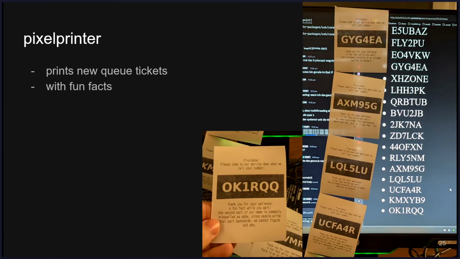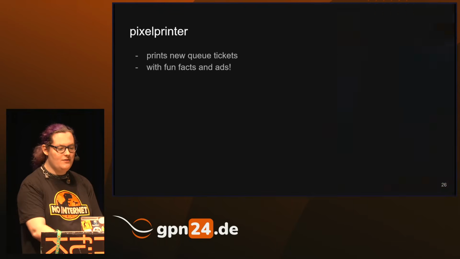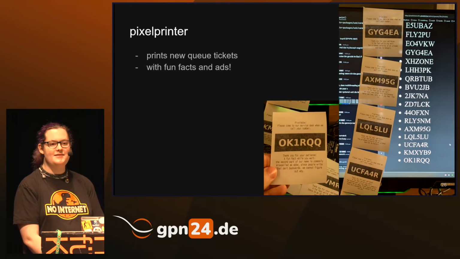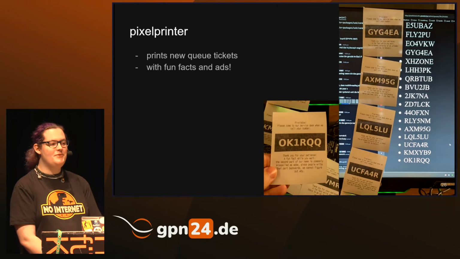And if you have a queuing system, of course, you need to print out tickets. So we basically wrote a whole ticket printing system, which prints queue tickets with fun facts, because fun facts are fun, and we need more fun facts. We had way too much printing paper, so we also added an ad system. You could send us ads during Congress, and we would print them out on the ticket randomly.